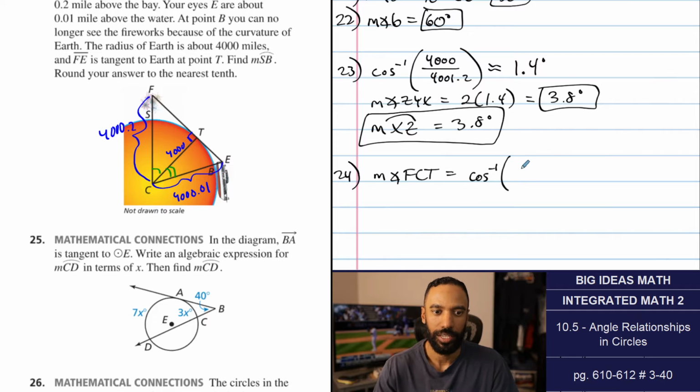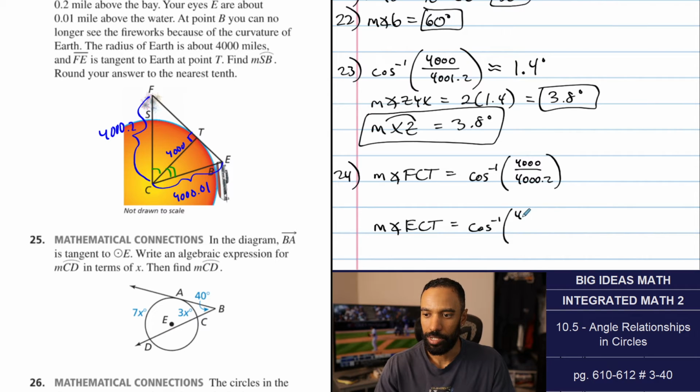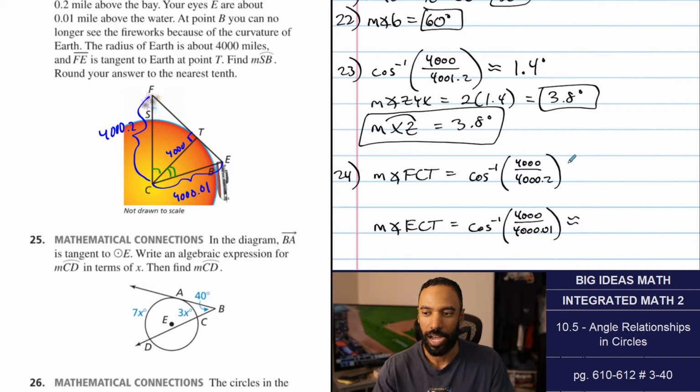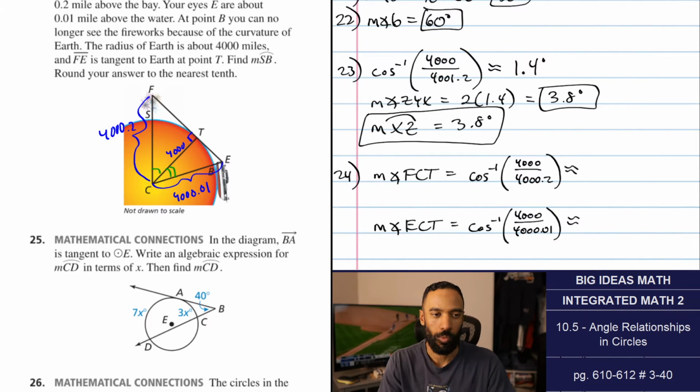It's once again cosine of 4,000 over 4,000.2, and that'll be something. And the measure of angle ECT will be the inverse cosine of 4,000 over 4,000.01. These will be very small angles, guys. Once again, not drawn to scale. It says as much there. These will be even smaller than the 1.4 degrees, but we're going to add those two together.